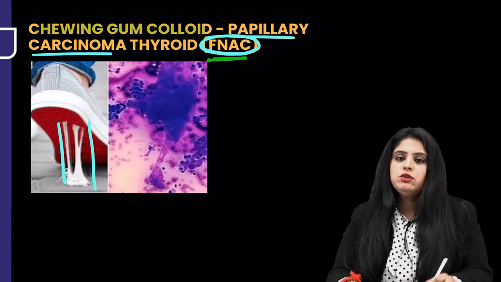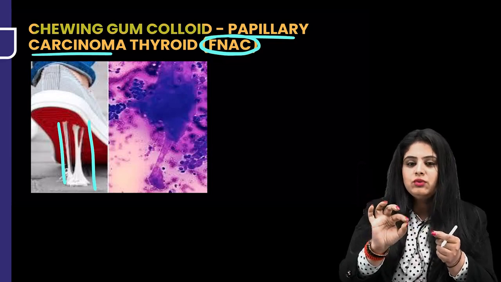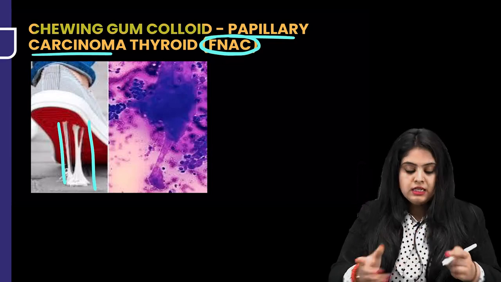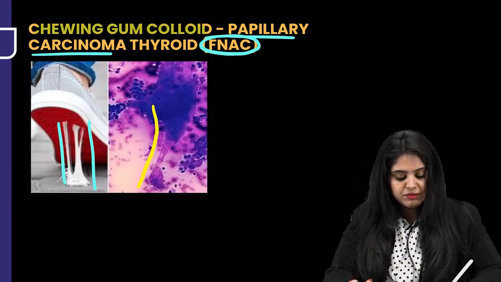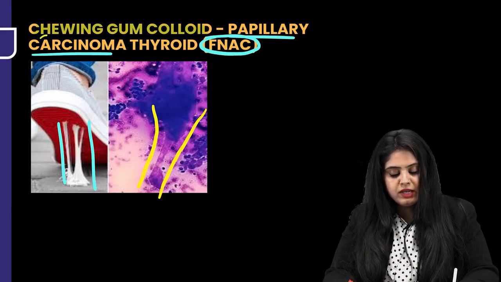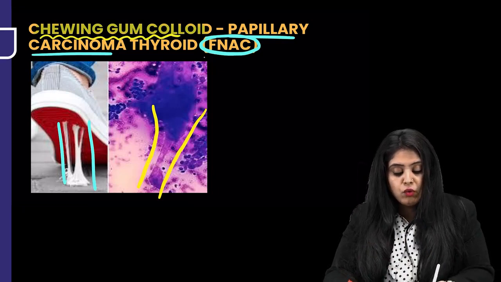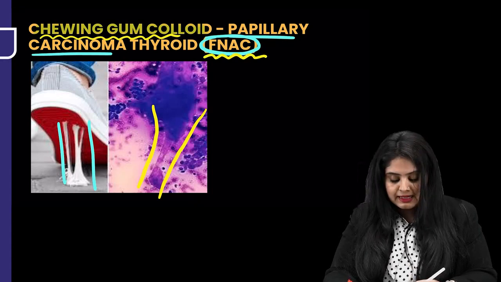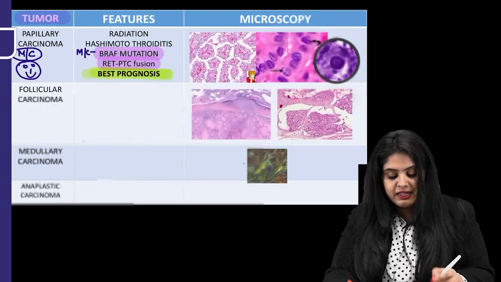Because in FNAC you have used a very thin needle, the colloid gets stuck in the needle. The colloid gets stuck and then it becomes stretchy like this. So this chewing gum colloid is a finding which you see only on an FNAC. And that wraps up your main findings that you have to do.